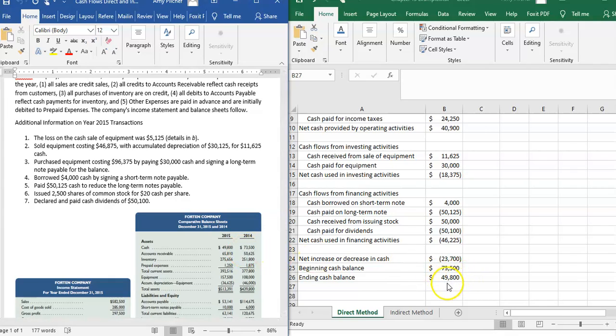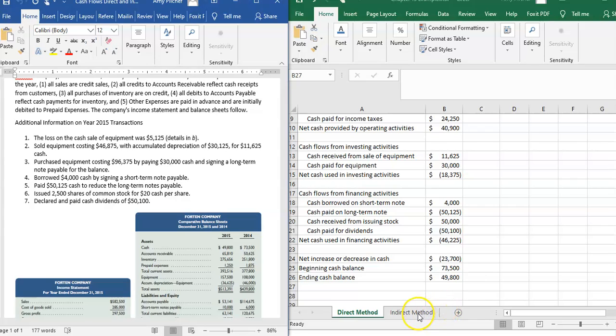So that is a good way to check and see if you calculated your statement of cash flows correctly. If your ending cash balance on your statement of cash flows matches the cash balance from your balance sheet, then you know that you calculated everything correctly.